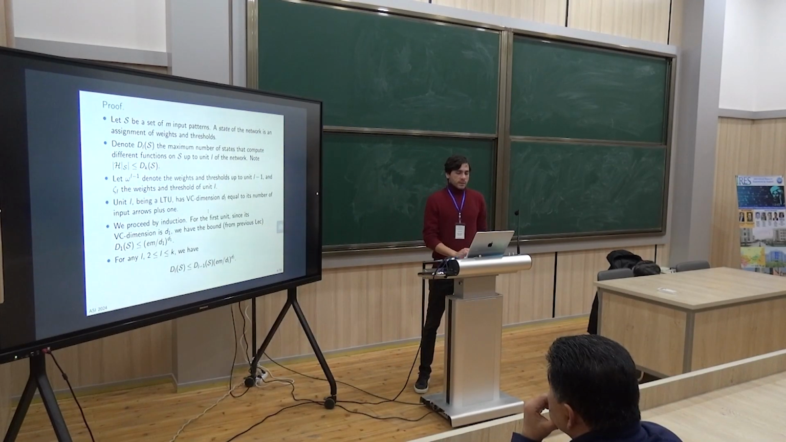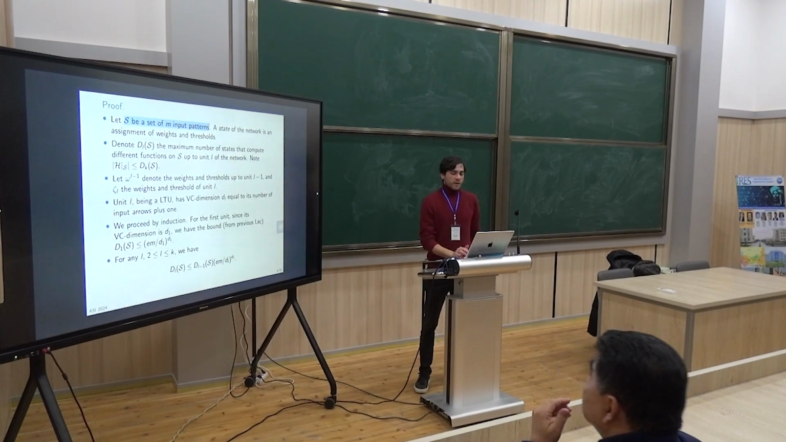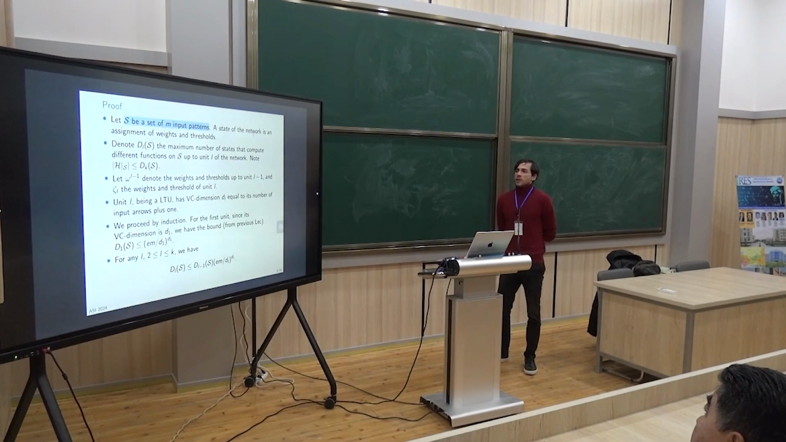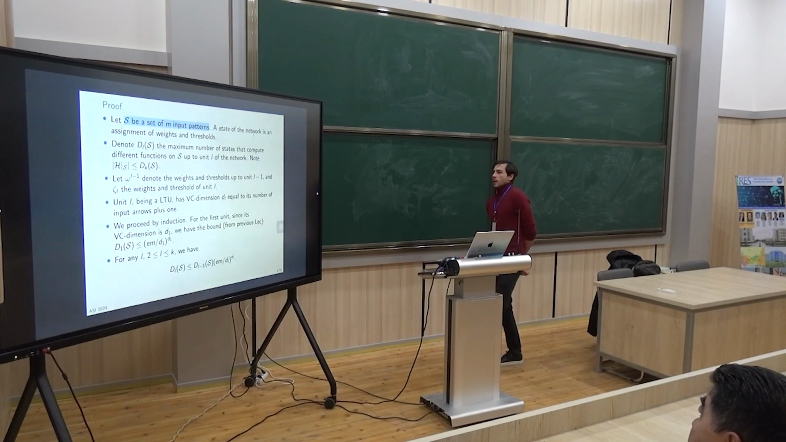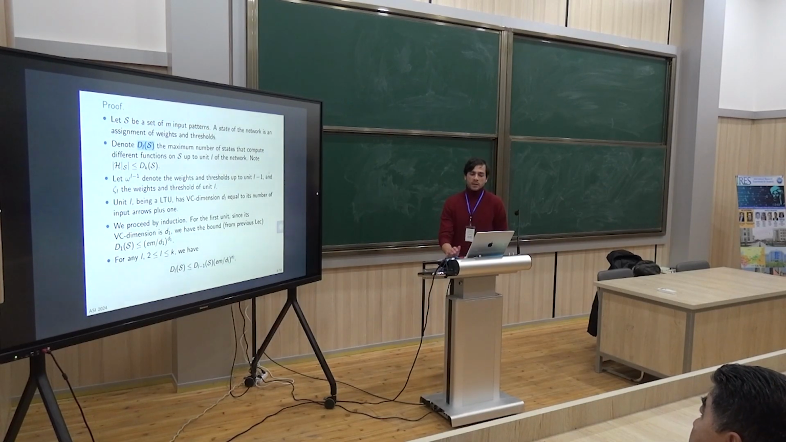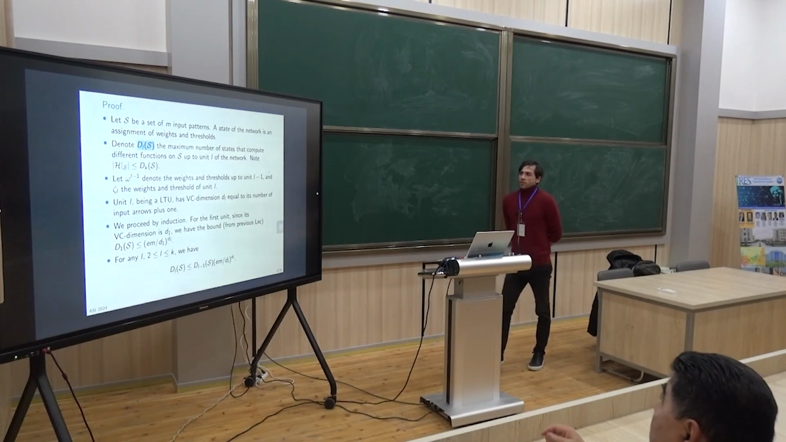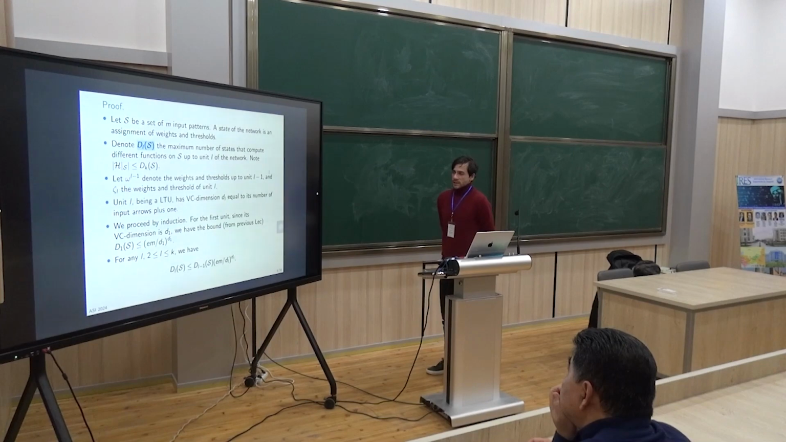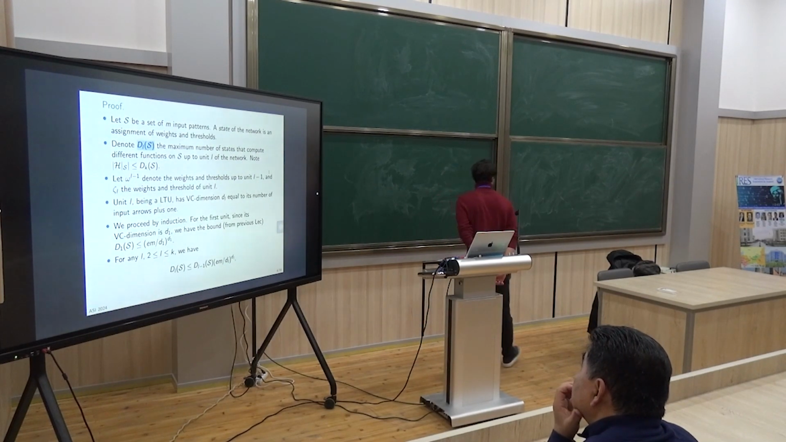It goes like this. Let's say that S is the number of input patterns. Let's say we have m of them, input data points. And then let's call a state of the network the assignments of weights and thresholds. Basically, just fix the parameters. And let's now look at L of S, which is going to be the number of states that compute different functions on that input data set S up to the nth unit of the network.